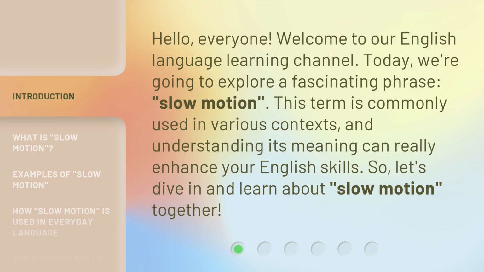Today, we're going to explore a fascinating phrase, slow motion. This term is commonly used in various contexts, and understanding its meaning can really enhance your English skills. So, let's dive in and learn about slow motion together.